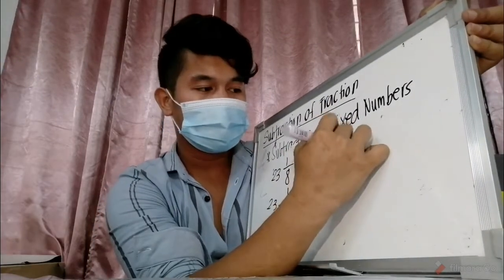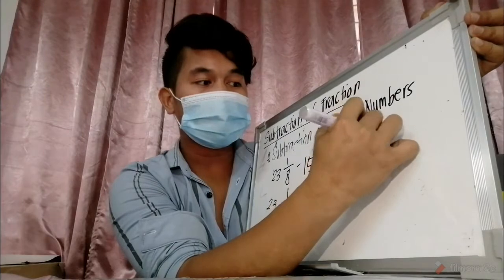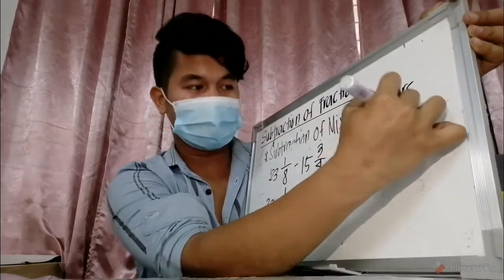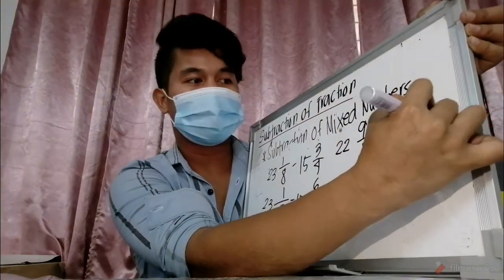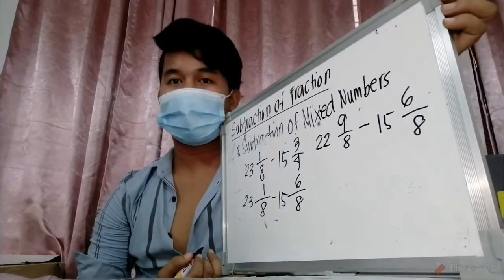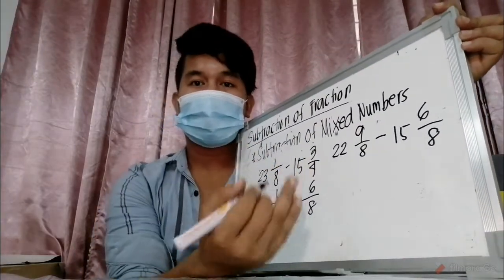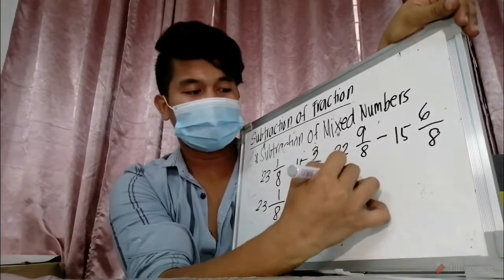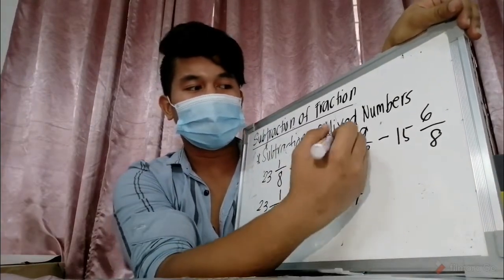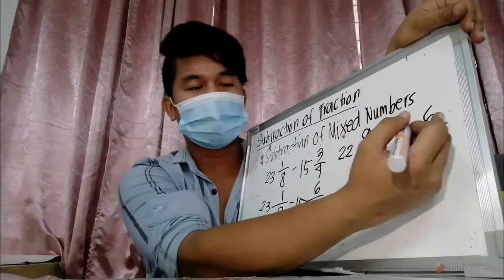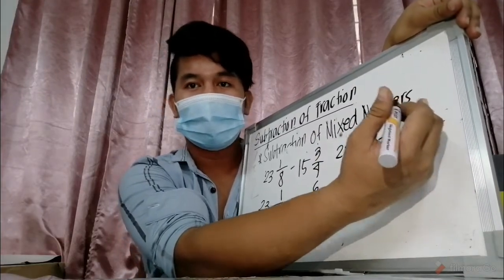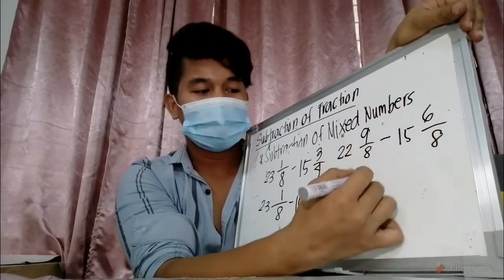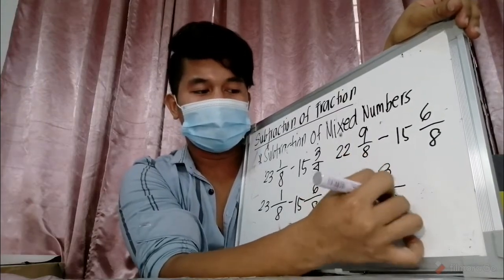Okay, so we have 22 and 9/8 minus 15 and 6/8. As you can see, we can now subtract. So 22 minus 15 is 7. And 9 minus 6 for our fractional parts is 3. So the answer is 7 and 3/8.